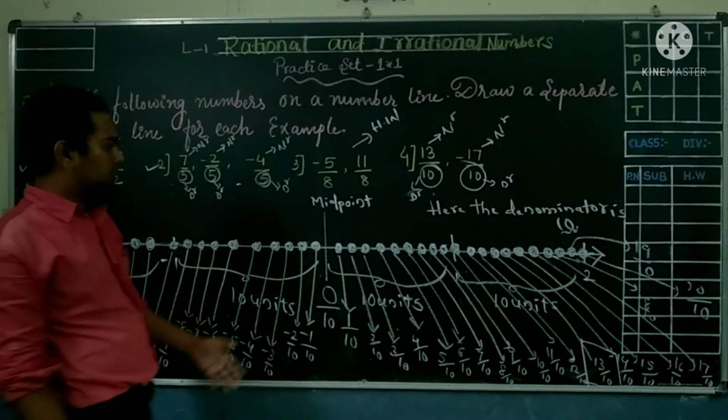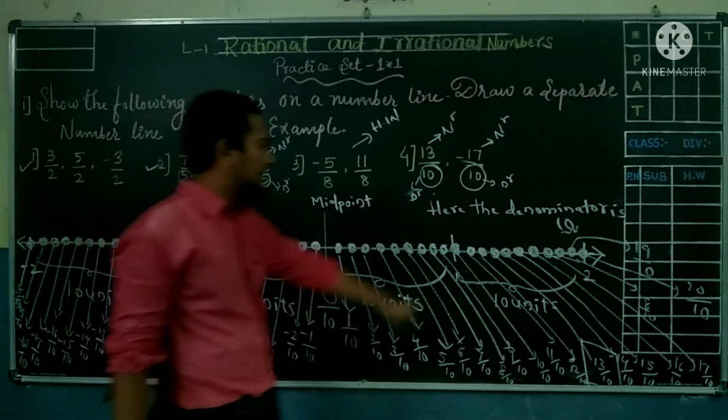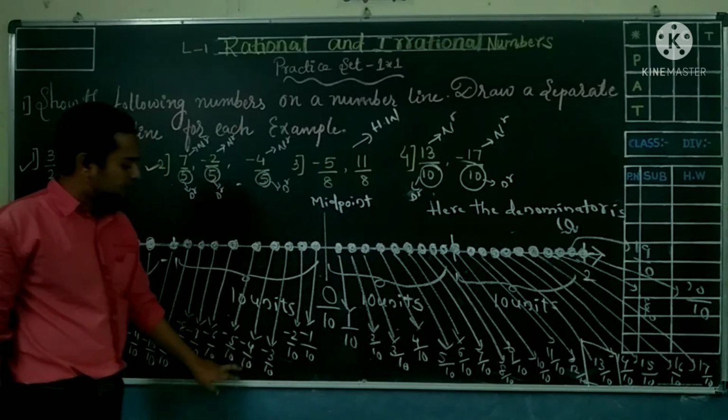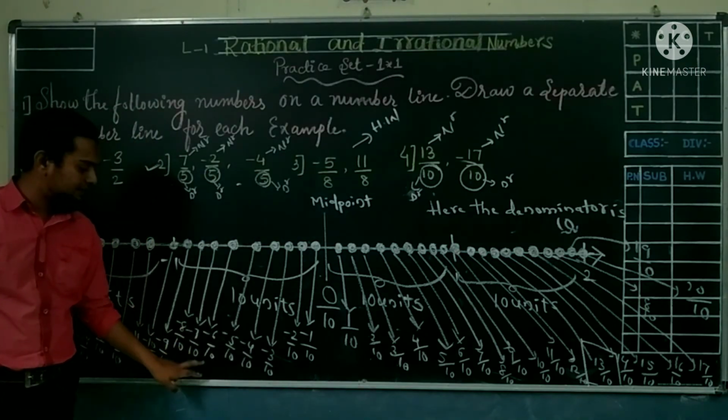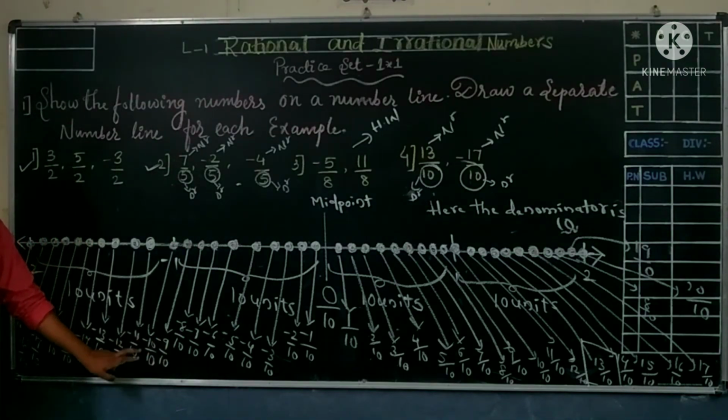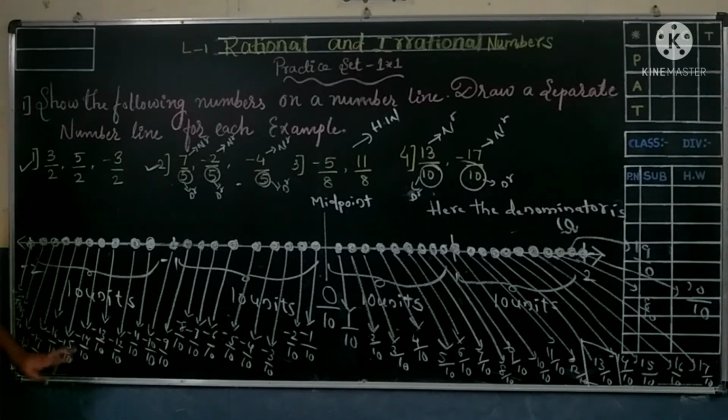Okay. On the left hand side it is always a negative value. Here the denominator given is 10: minus 1 upon 10, minus 2 upon 10, minus 3 upon 10, minus 4 upon 10, minus 5 upon 10, minus 6 upon 10, minus 7 upon 10, minus 8 upon 10, minus 9 upon 10, minus 10 upon 10, minus 11 upon 10, minus 12 upon 10, minus 13 upon 10, minus 14 upon 10, minus 15 upon 10, minus 16 upon 10, minus 17 upon 10, minus 18 upon 10. This one is minus 19 upon 10, and this one is minus 20 upon 10.